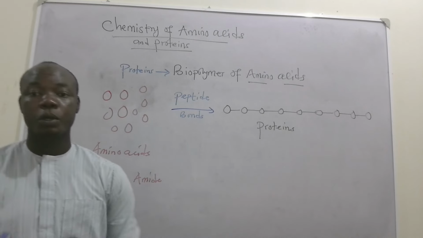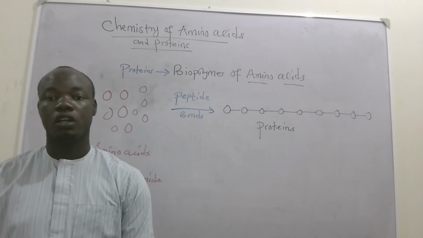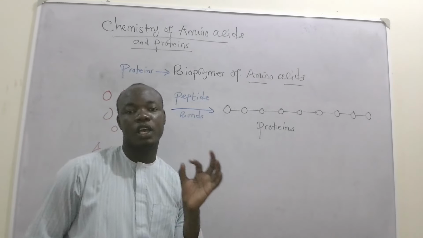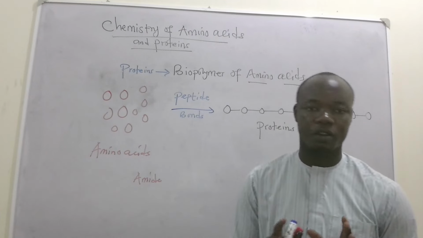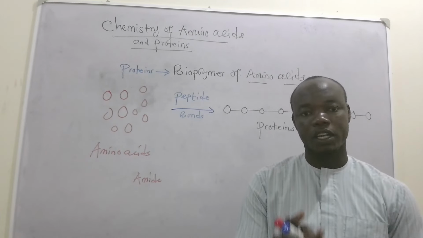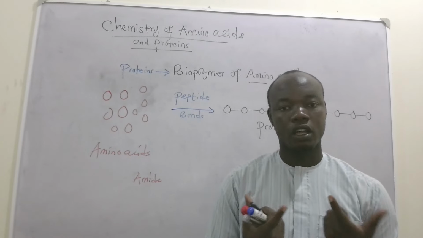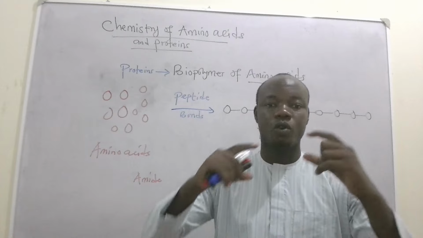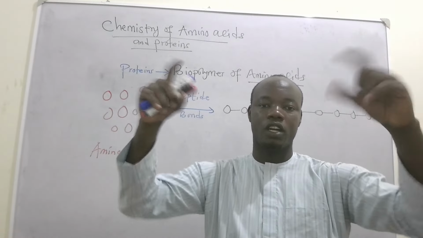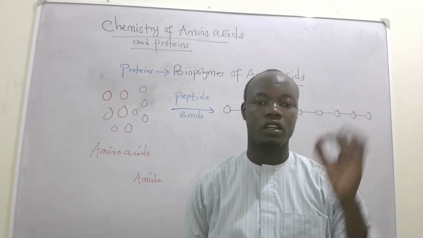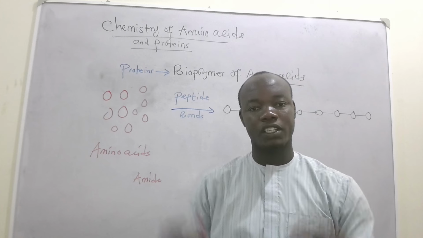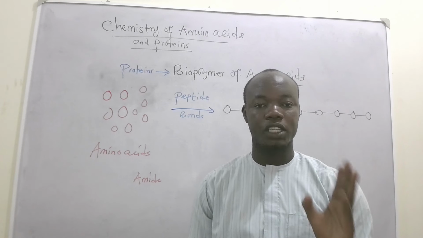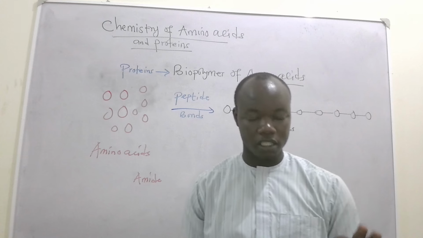So if you want to build proteins, then you need amino acids. It's like you want to build a room, so you need blocks for building the room. In this case, your room is your protein. So what are the blocks? They are amino acids. How do you link one block to another to have the structure of your room? You need a bond that will link them. The bond that links amino acids is called a peptide bond, or in some other texts, an amide bond.